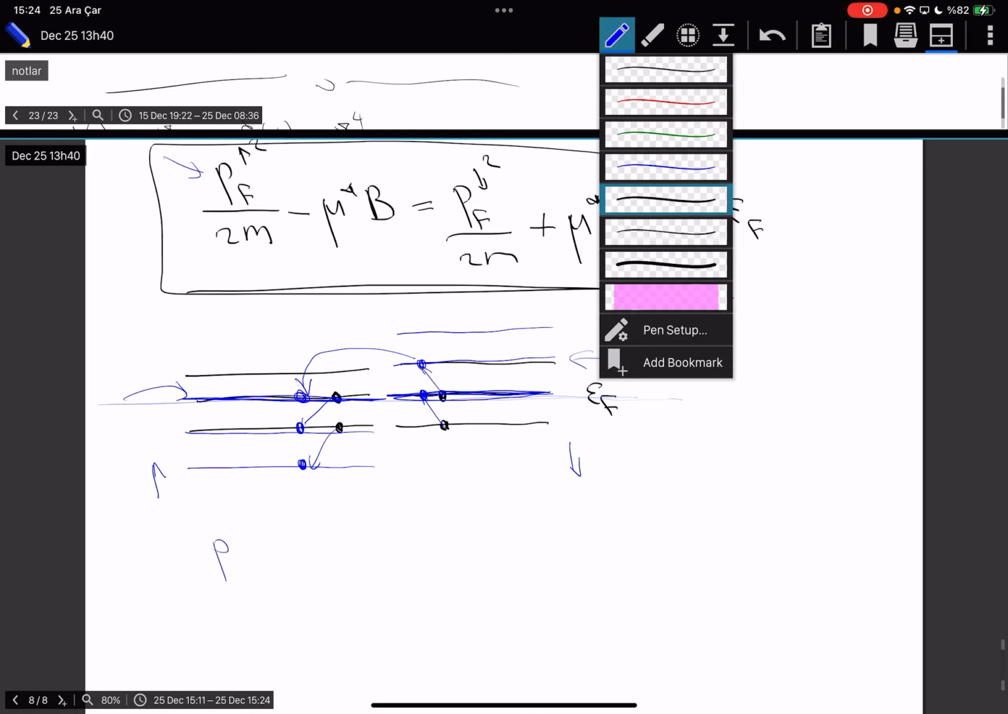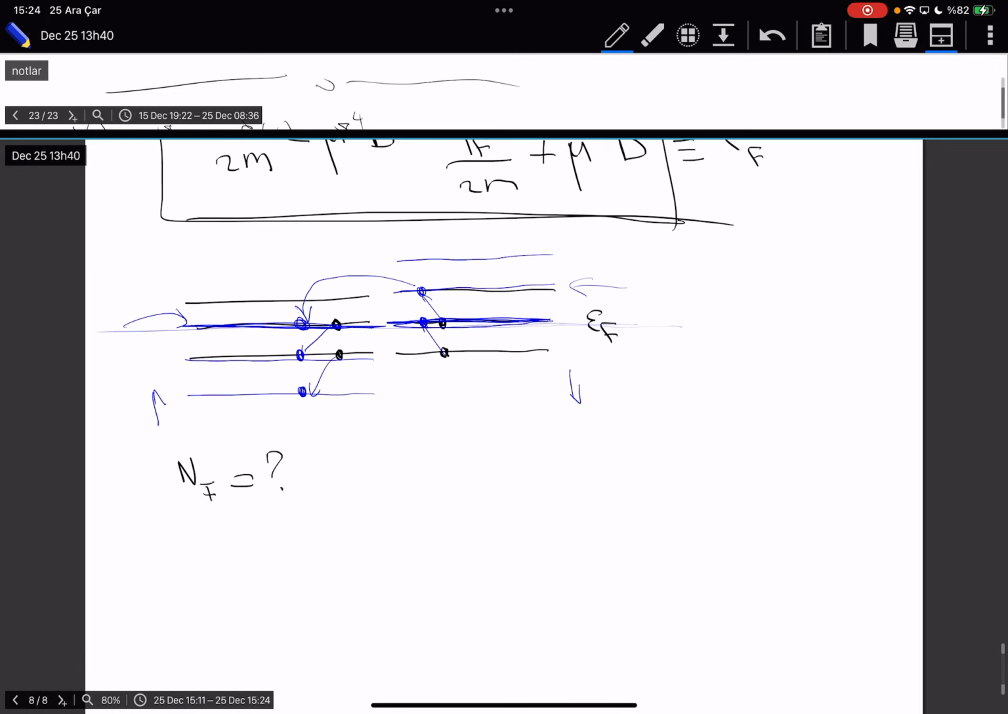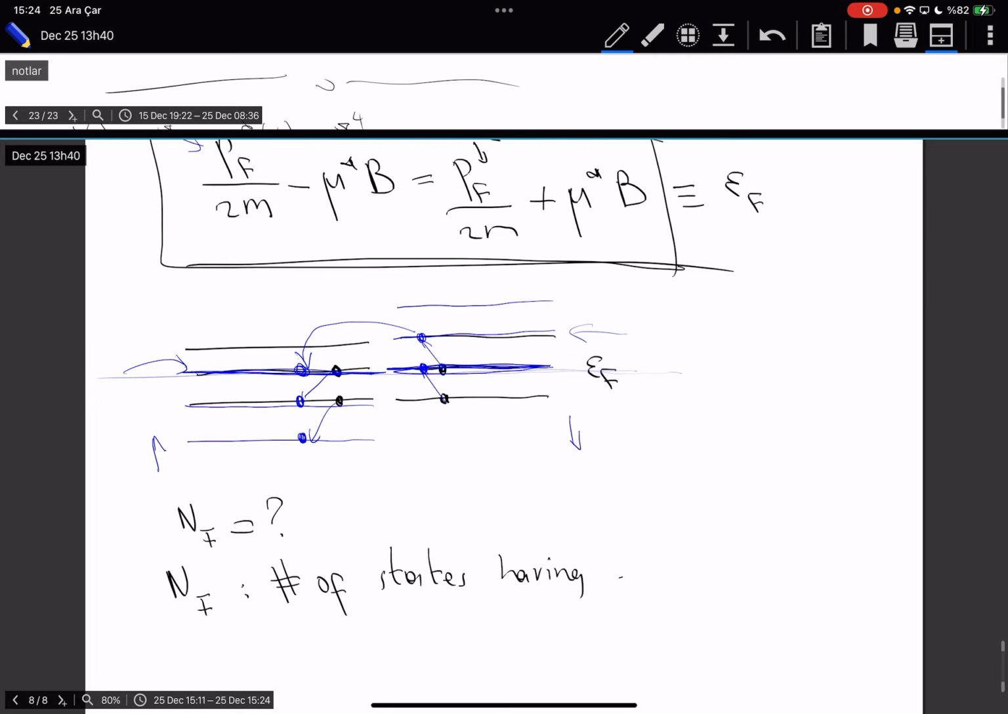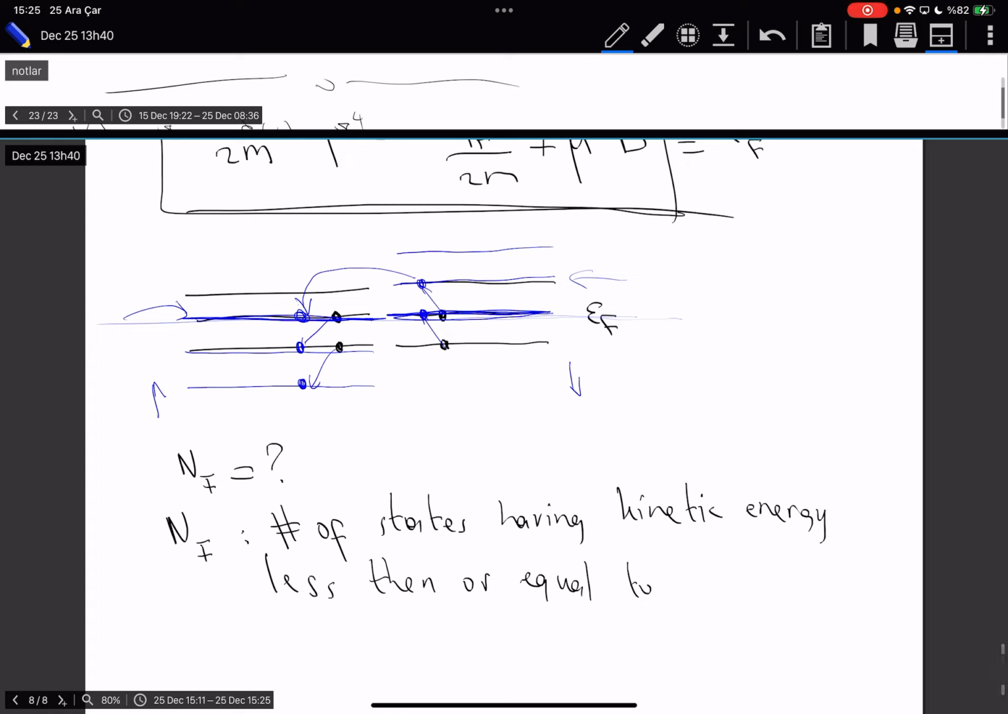Now I need to determine n plus minus. To determine the magnetization, I need to determine this n plus minus. How do I determine it? Well, n plus minus is the number of states having kinetic energy less than or equal to epsilon f plus or minus mu star b.